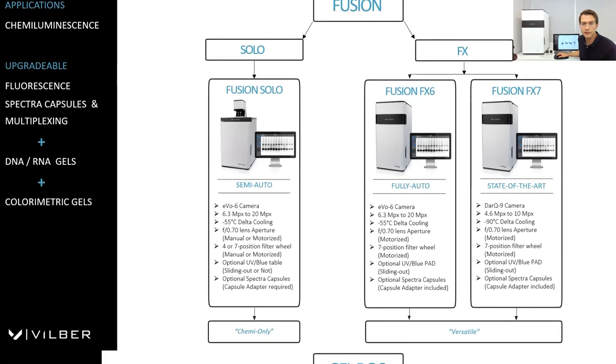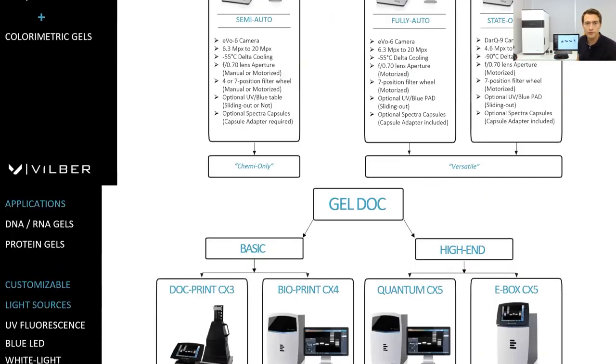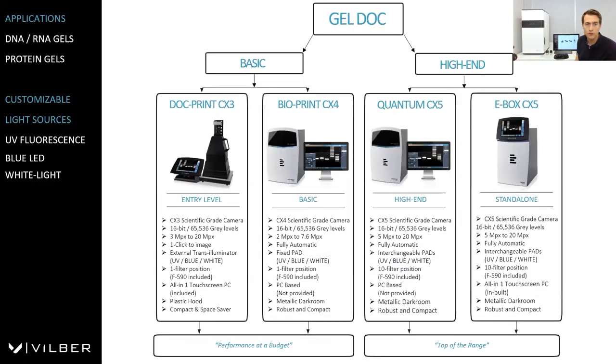We have also designed a range of gel documentation systems. So you have access to basic gel documentation systems, that's only for DNA, RNA, and protein gels. Those gel doc systems are not compatible with chemiluminescence. So if you are interested in chemiluminescence, you'll have to go for the Fusion systems.